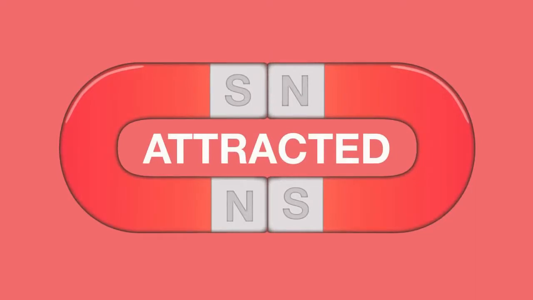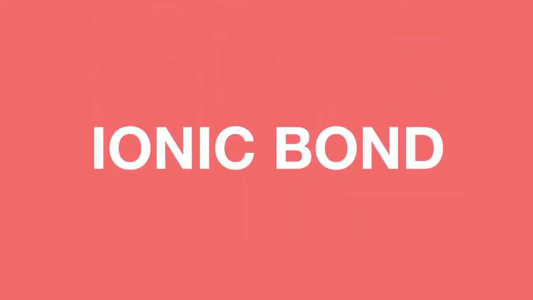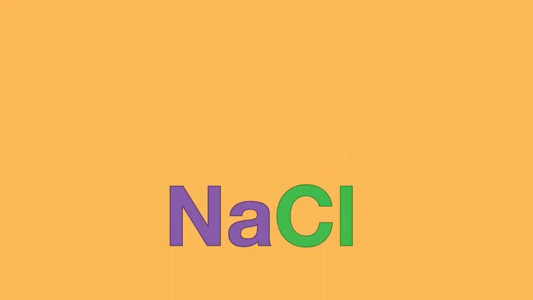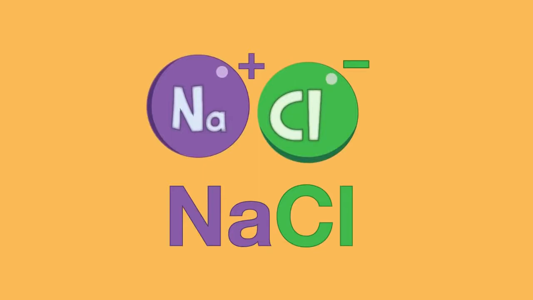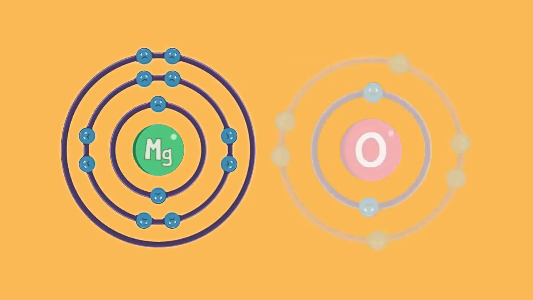This electrostatic attraction is an ionic bond. Sodium chloride is an ionic compound because it is held intact by ionic bonds. The same thing happens with magnesium and oxygen.